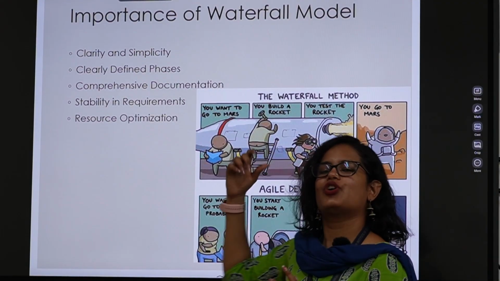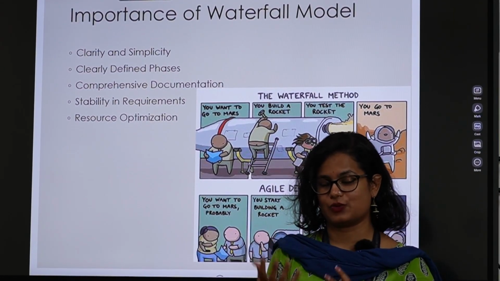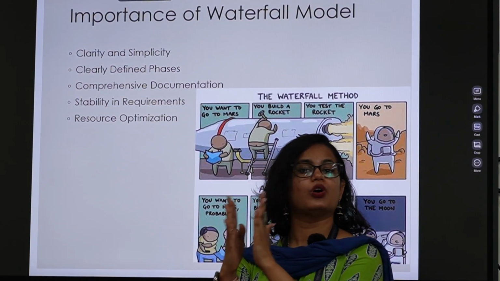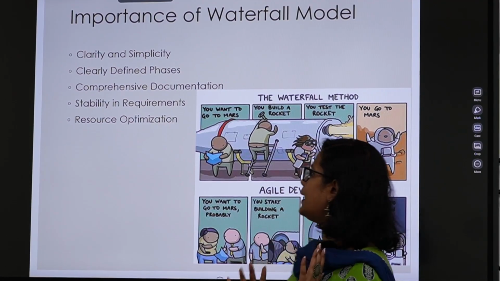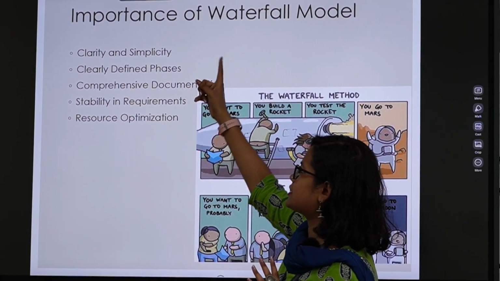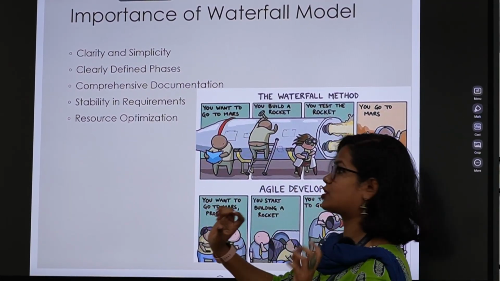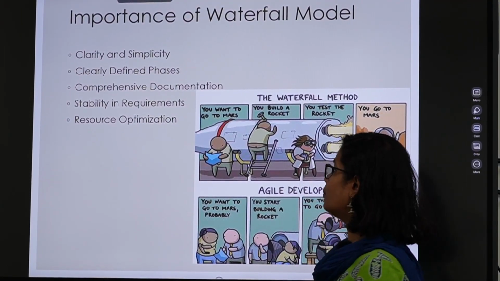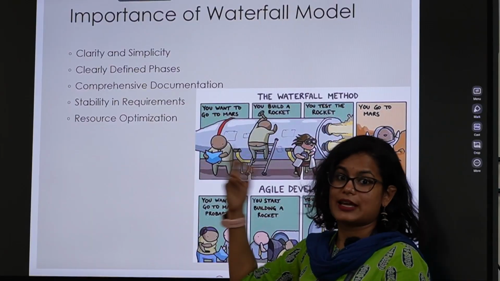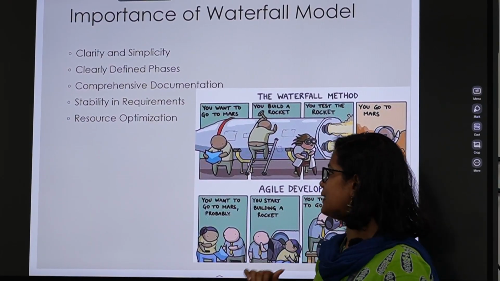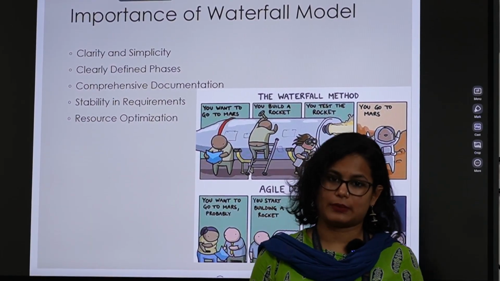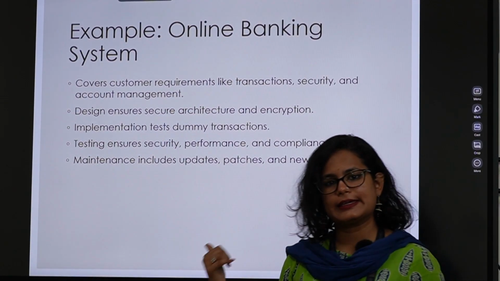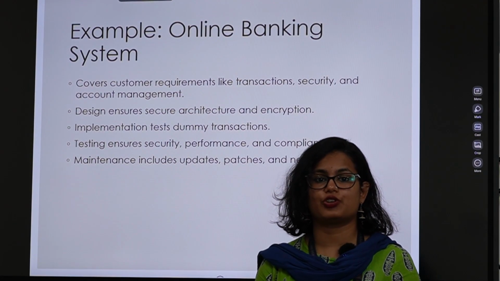So the advantage of having this kind of waterfall model is you're very clear with your requirements right in the beginning. What you want in the start, you get in the end, right? So there are clearly defined phases, clarity, and it is quite simple. Comprehensive documentation, as you document every phase as you go by. Stability in your requirements, as you cannot keep going back, there is rigorous planning happening, and resource optimization is happening, right?